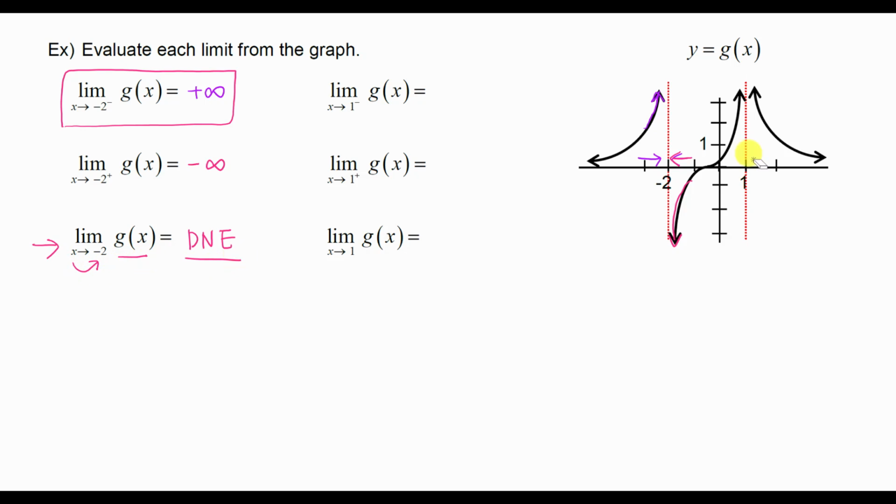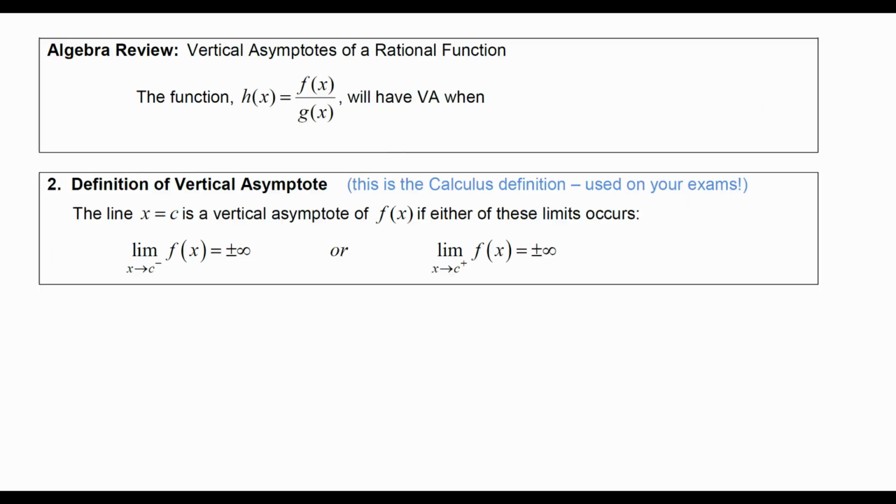Let's keep going. What is the limit as x approaches 1 from the left of g of x? From the left, my function is trying to reach positive infinity. How about as x approaches 1 from the right? From the right, my function again tries to reach positive infinity. So the limit as x approaches 1 of g of x does not exist. So that gives us the calculus definition of a vertical asymptote.